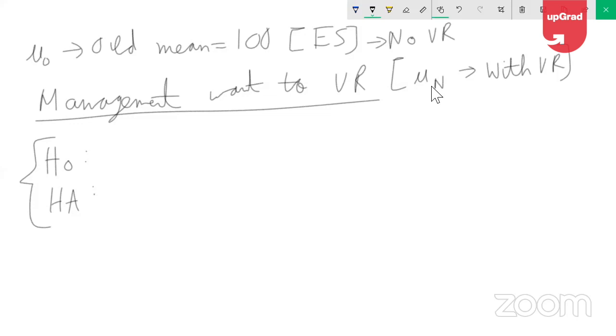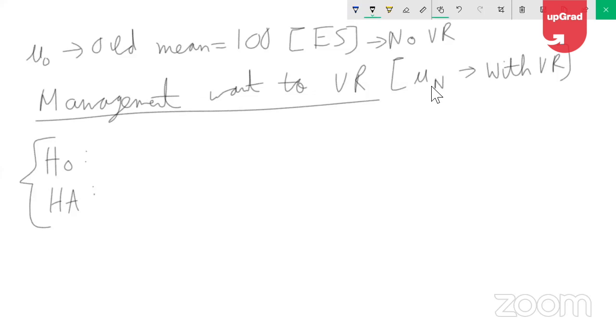So at any point in time, let's say at upGrad, we will have 20,000 learners across India, right? If I have to capture the new mean, I will have to give VR devices to each one of you. I will have to capture the scores from each one of you, and on the basis of that, I will calculate the new mean. Is that a feasible experiment? Absolutely not, right?